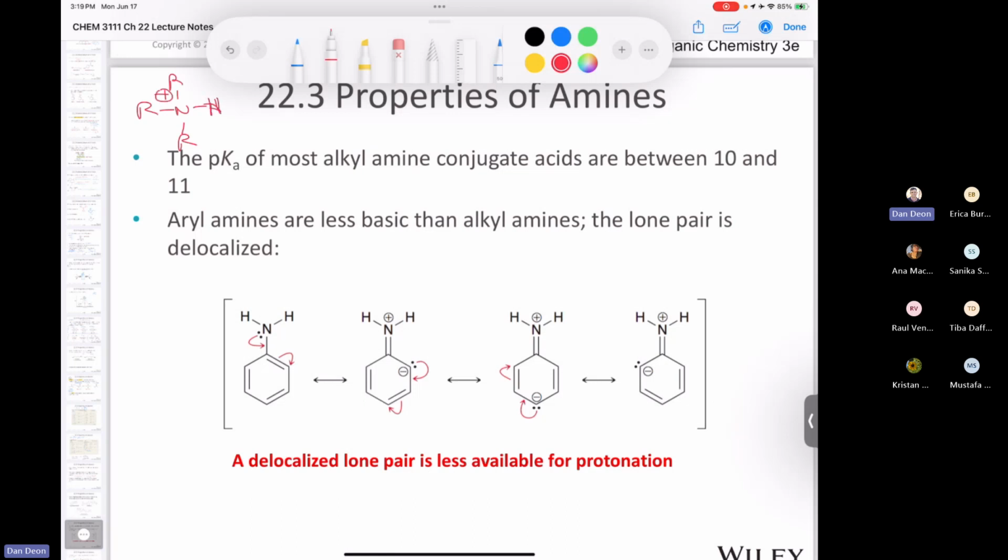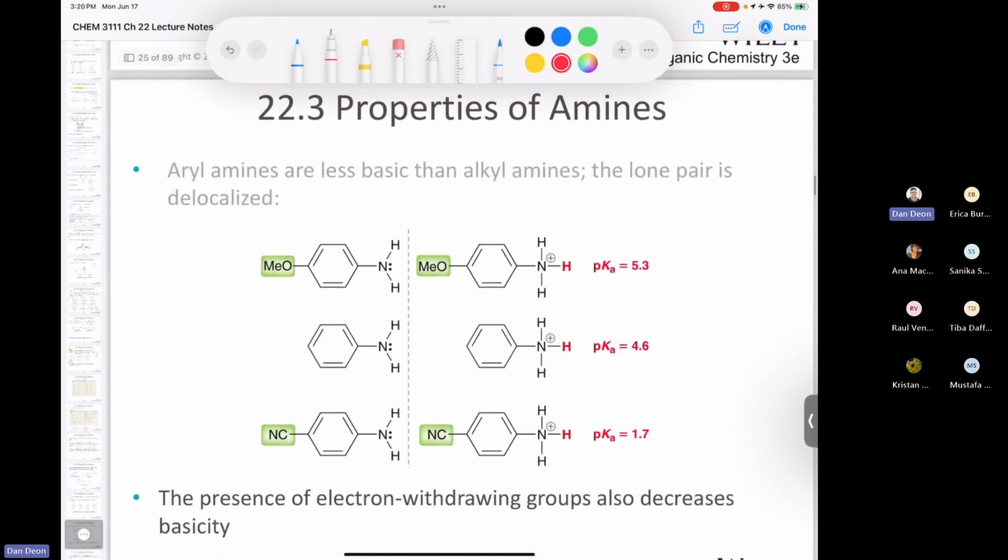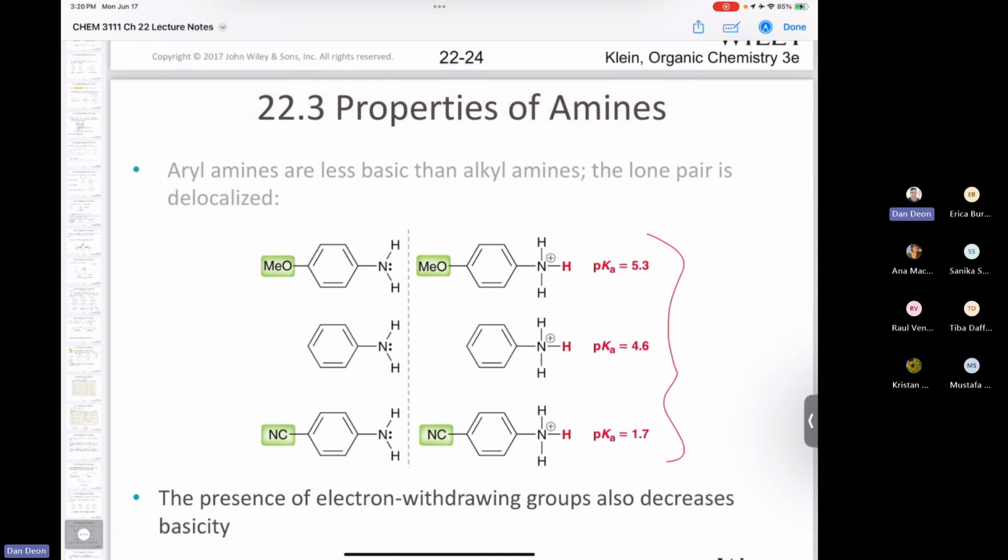That has a pKa between, what did I say, 9 and 11? Here it says 10 and 11, close enough. The arylamines are less basic. I already went over this with you. Why? Because the lone pair is delocalized inside the ring, so it's not as available for protonation. So arylamines are weaker bases than alkylamines. And I went over the pKa's for protonated arylamines. They're in the neighborhood of 5, okay?